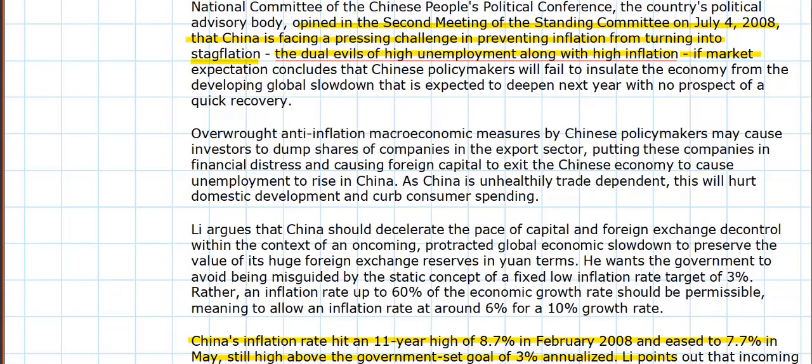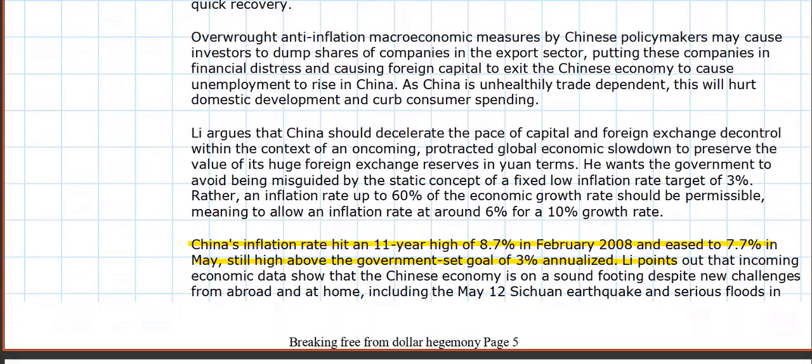Let's skip down. Lee argues that China should decelerate the pace of capital and foreign exchange decontrol within the context of an oncoming, protracted global economic slowdown, to preserve the value of its huge foreign exchange reserves in yuan terms. He wants the government to avoid being misguided by the static concept of a fixed low inflation rate target of 3%.